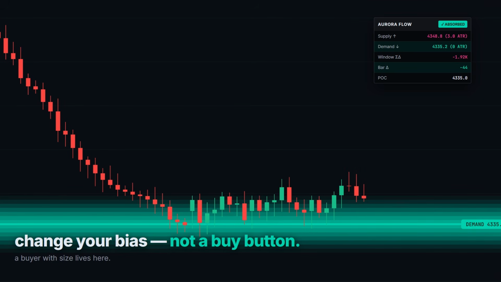That's textbook use. When price is falling and hits a bright, multi-touch demand zone, that's your signal to stop thinking short and start watching for a catch. Not a buy button, a change of your bias level. The flow is telling you a buyer with size lives here.